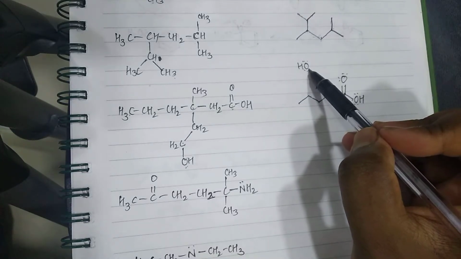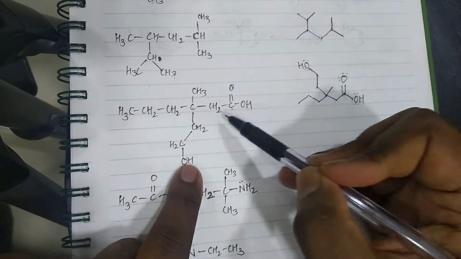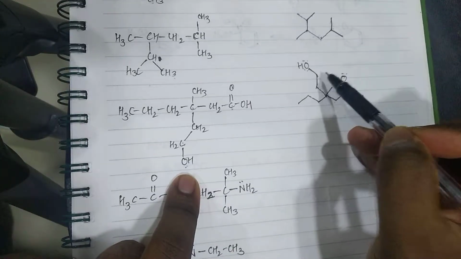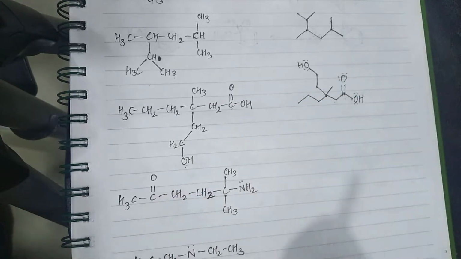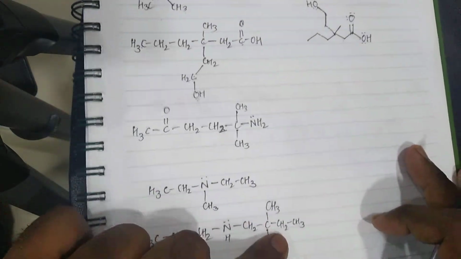Alright, some people consider this as the fourth carbon atom. No, it is not. Okay, this is third. That's it. 1, 2, 3, you stop here. Then from this carbon atom you are taking a line to OH. So I hope this part is clear to you. And let's go to the next one.